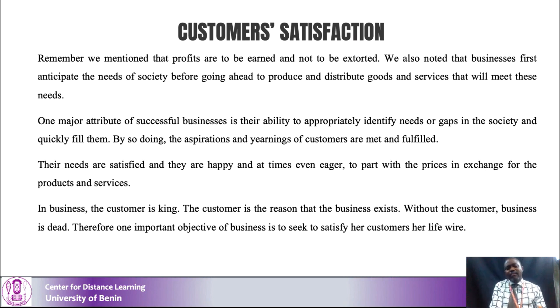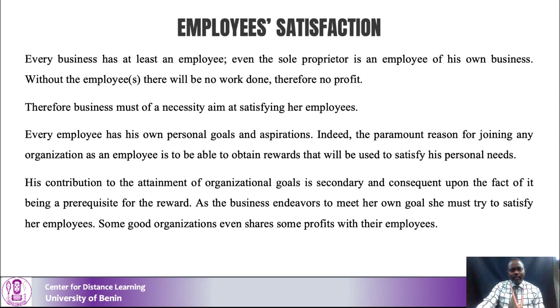That's why we say in business that the customer is king, because the customer is the reason why the business exists. If the customer is not there, the business dies. Therefore, it's the main objective of the business to ensure that the customers are satisfied when they do business with them.